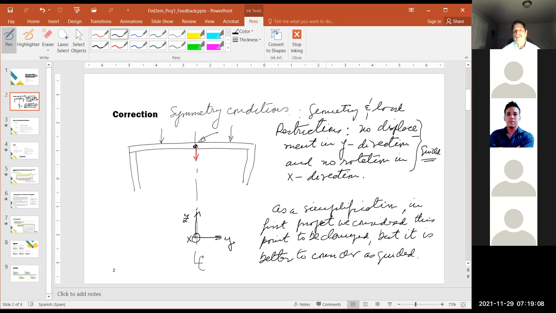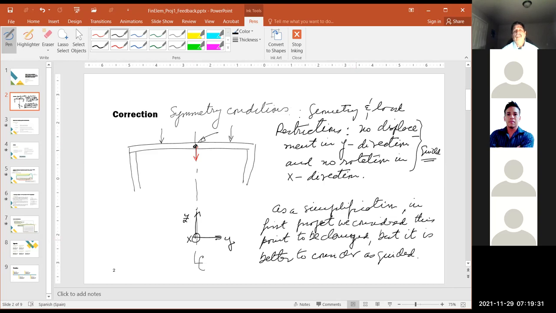Yeah, this is what we did in the project. We considered that this point would be clamped, and that's not completely correct, okay? This point should be able to move in the vertical direction, but I just simplified in this way, because in some cases, students get confused.